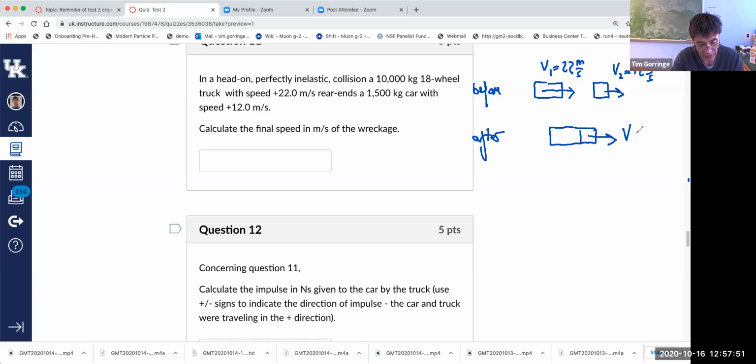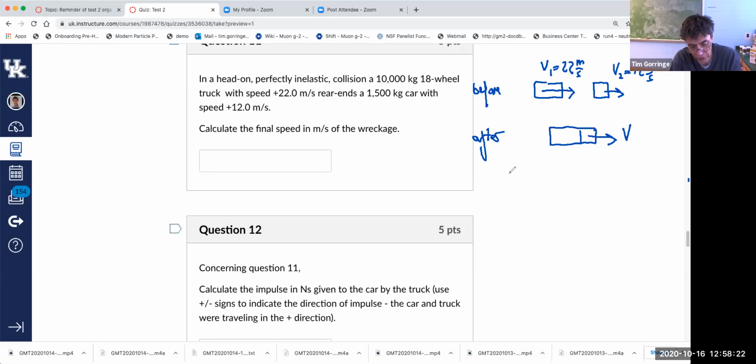We're also told the masses. The mass of the truck is 10,000 kilograms, and the car is 1,500 kilograms. We've got to find the speed of the wreckage, V, and we've got to find, in the collision, the impulse that's given to the car by the truck, and vice versa, the impulse that's given to the truck by the car. So let's do those three things. Again, they're three separate questions, 11, 12, and 13. I'll just work them all out here.